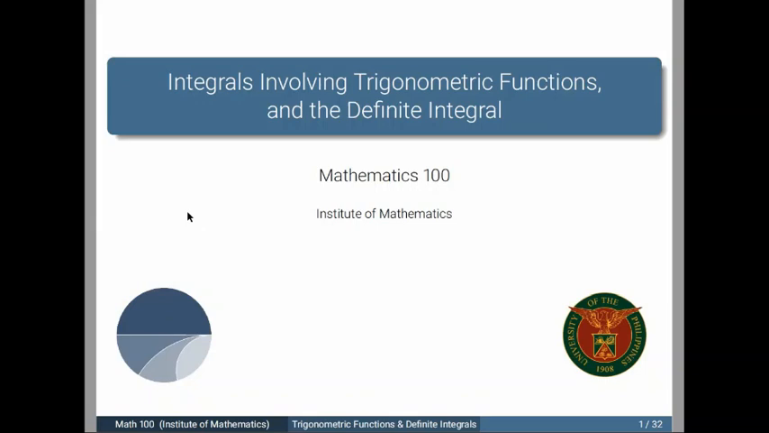Today we will introduce additional integration rules involving trigonometric functions. And in the second part, we will tackle the concept of a definite integral and explore some rules on how to evaluate these integrals. So let's start.